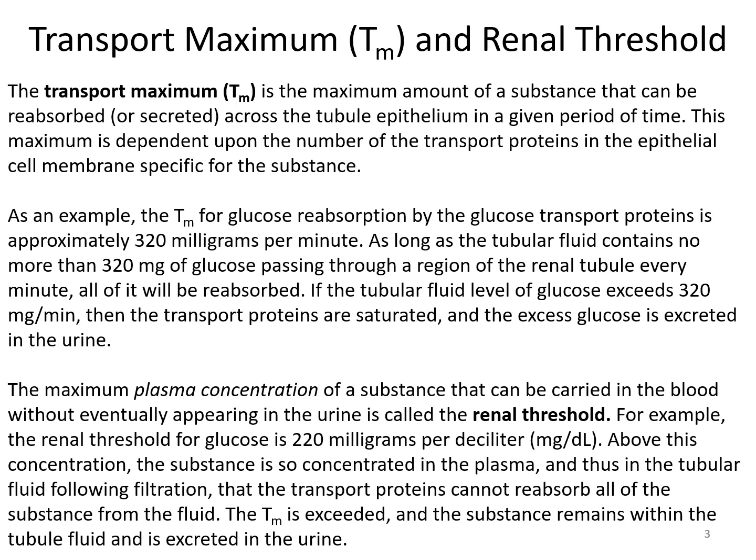So let's talk about the transport maximum and the renal threshold. These are really two important concepts in terms of movement of solutes out of the tubule fluid and back into the blood. Transport maximum, abbreviated TM, is the maximum amount of a substance that can be reabsorbed or secreted, so we can go either way, across a tubule epithelium in a given period of time. The maximum is going to be dependent on the number of transport proteins in an epithelial cell membrane for a specific substance.